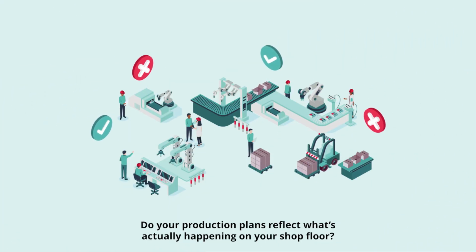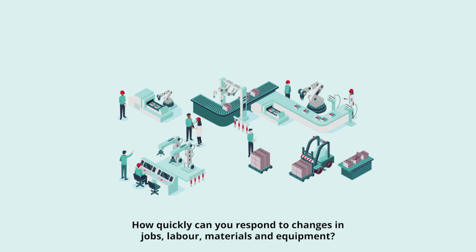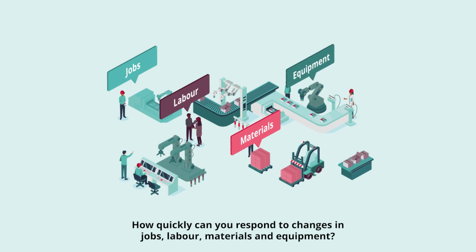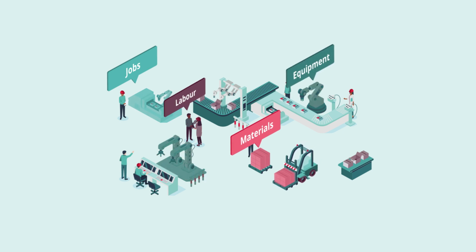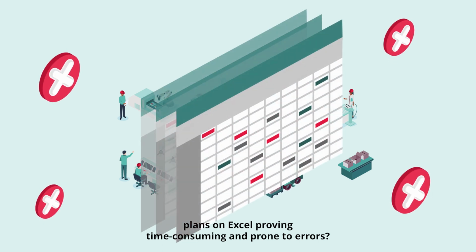Do your production plans reflect what's actually happening on your shop floor? How quickly can you respond to changes in jobs, labour, materials and equipment? Is managing production plans on Excel proving time-consuming and prone to errors?